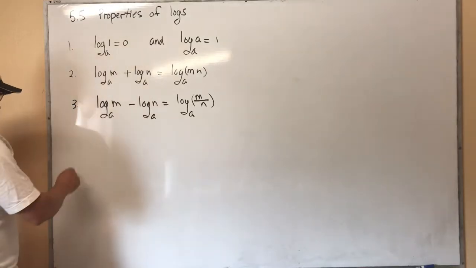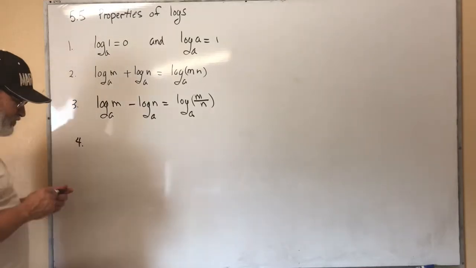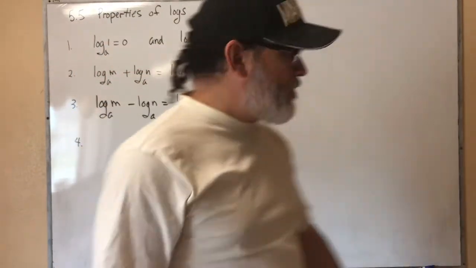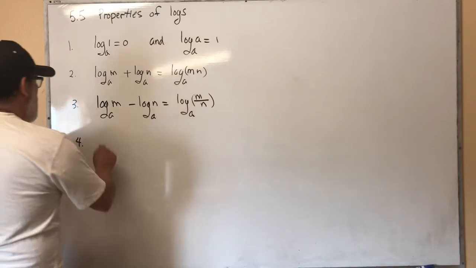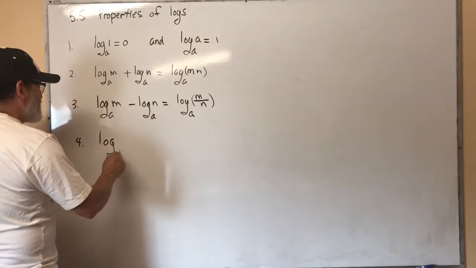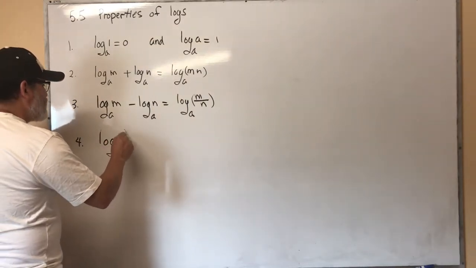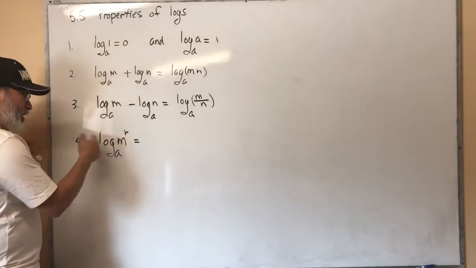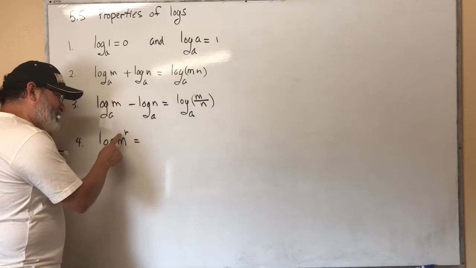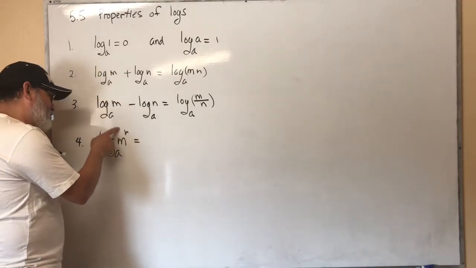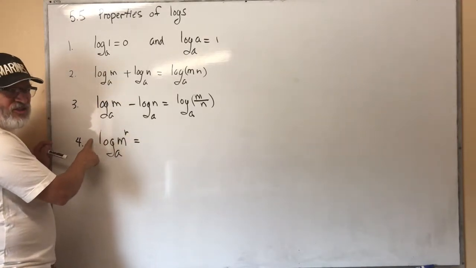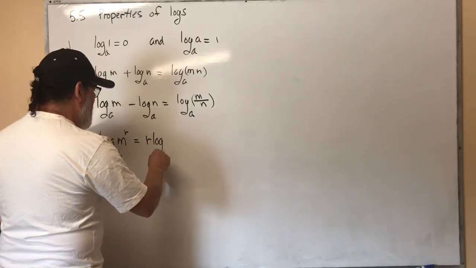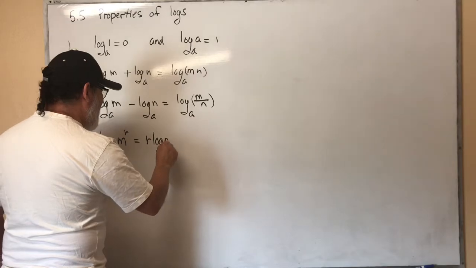Number 4. Log base A of M to the R. Whenever the argument has a power, the power can be brought down and become a coefficient. So this becomes R times the log base A of M.